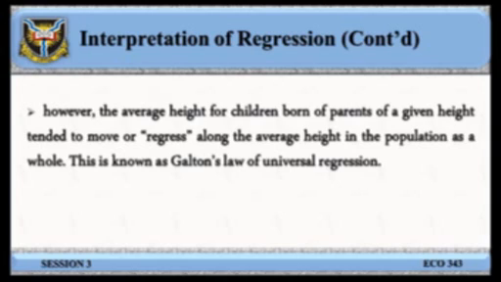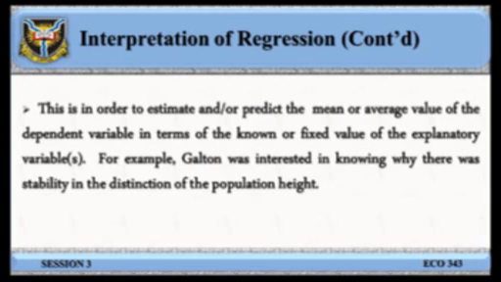The modern interpretation of regression analysis is quite different. Regression analysis is said to be concerned with the study of a variable, or more variables known as explanatory variables, that tends to influence or determine the behavior or action of another variable called the dependent variable. This is in order to estimate and/or predict the population mean or average value of the dependent variable in terms of the known or fixed in repeated sampling values of the explanatory variables.